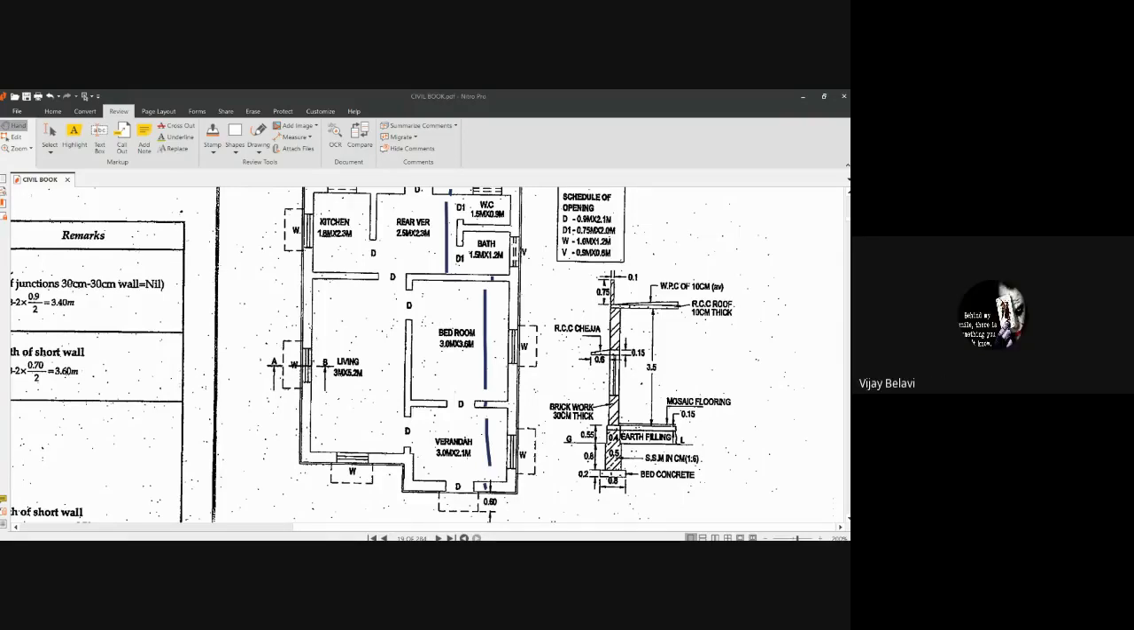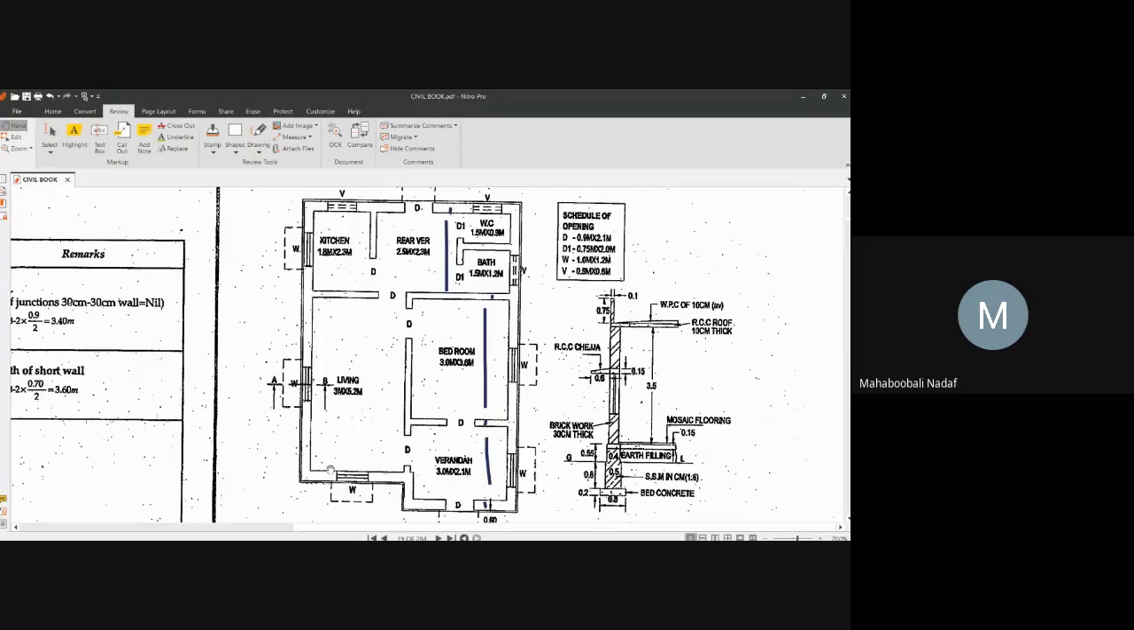Clear? Yes, sir. Now we are going with the center line method. This is not the long wall, short wall method, it is the center line method. So we need to calculate all the length of the 30 centimeter wall. We are first calculating all the length of the 30 centimeter wall, only center to center.